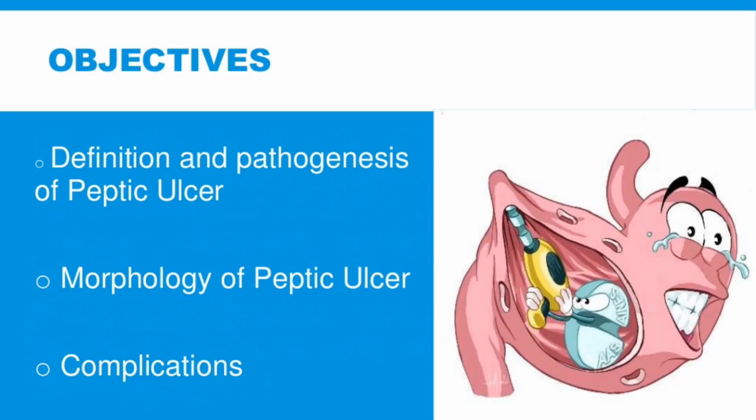By the end of this lecture, you should be able to understand the definitions and differences between ulcers and erosions. We will discuss the pathogenesis of peptic ulcers, morphology of peptic ulcers, and some complications. You will be able to identify the potential complications associated with peptic ulcers. With these objectives in mind, let's begin by exploring the pathogenesis of peptic ulcer disease.